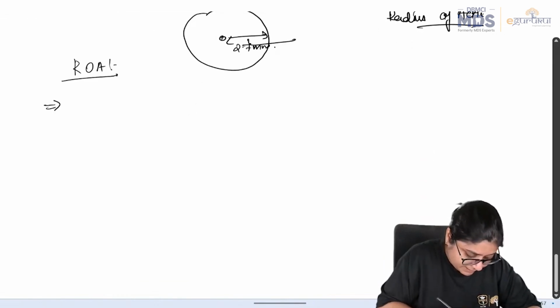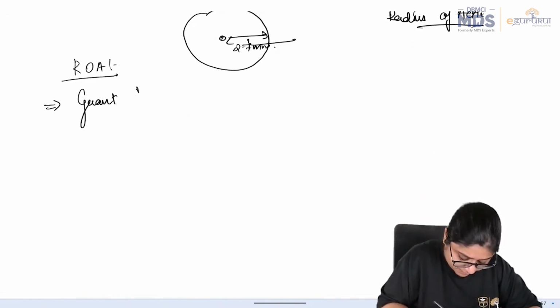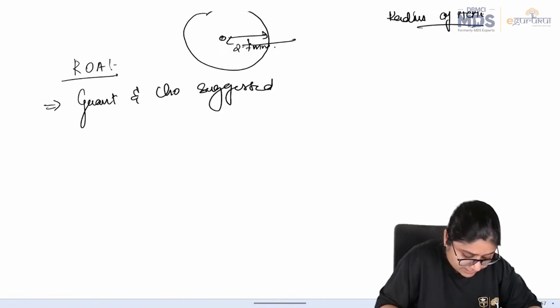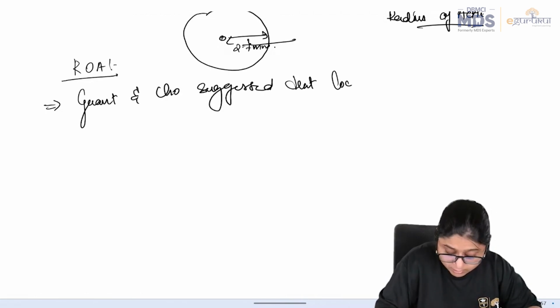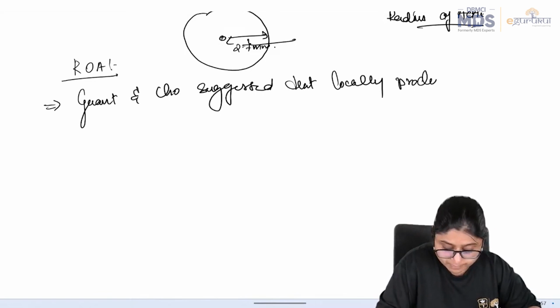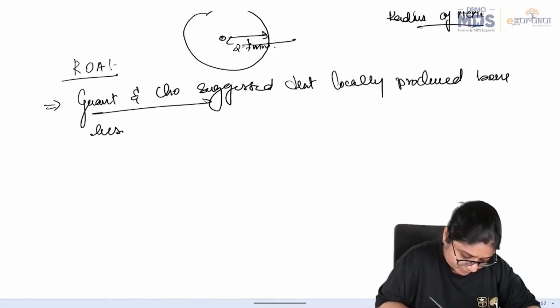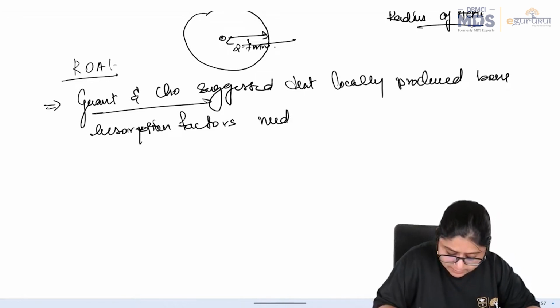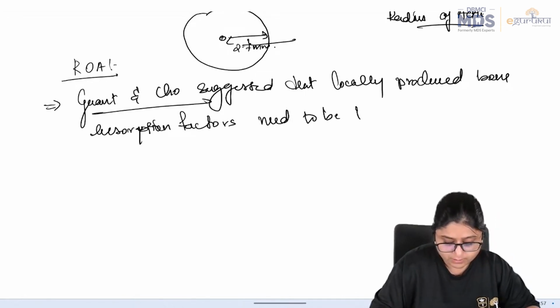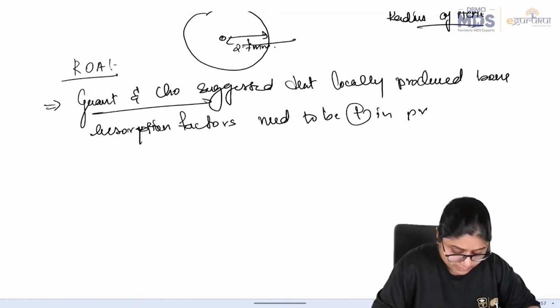You have to remember that Grant and Cho suggested that locally produced bone resorption factors need to be present in proximity of the bone surface to exert their effect.